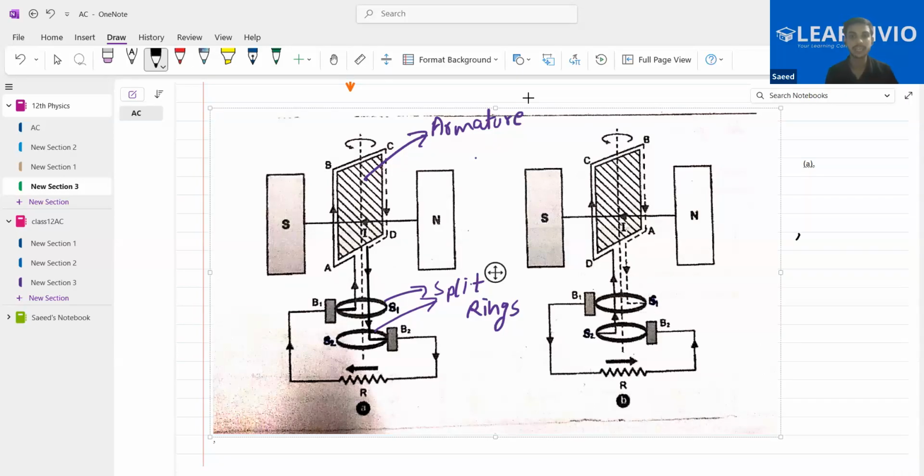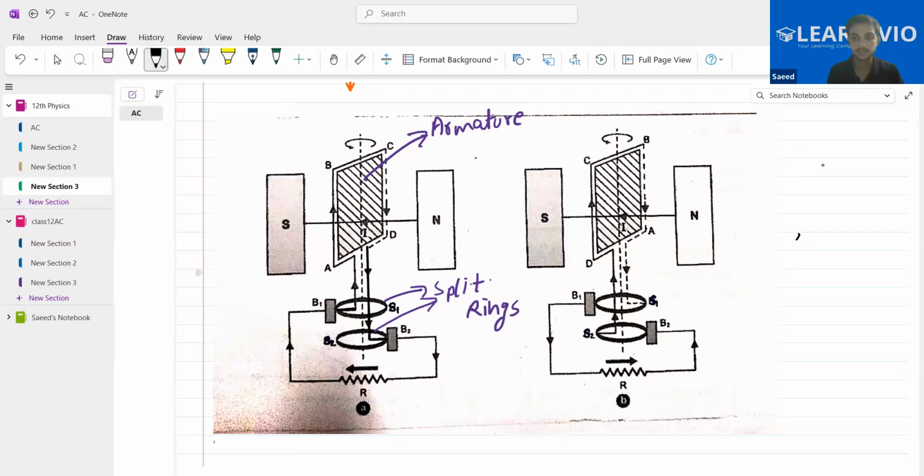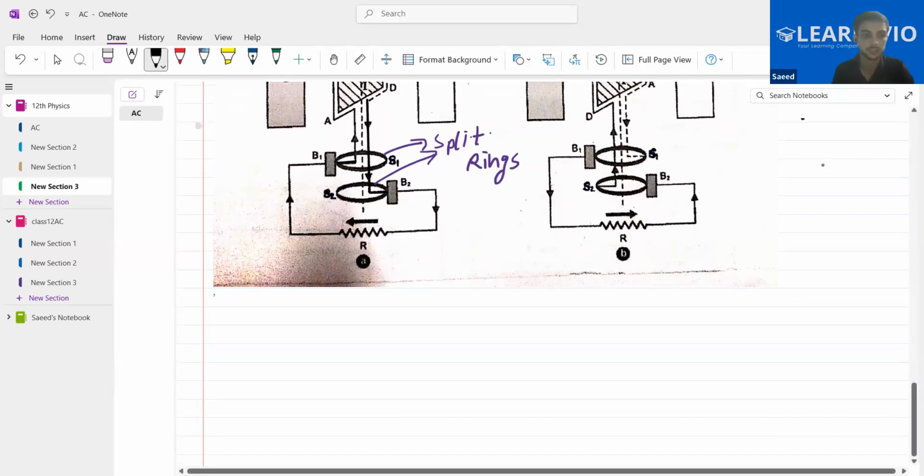So this is how the mechanical setup looks. The actual requirement here is just to rotate this loop. Understood? Should we move ahead?